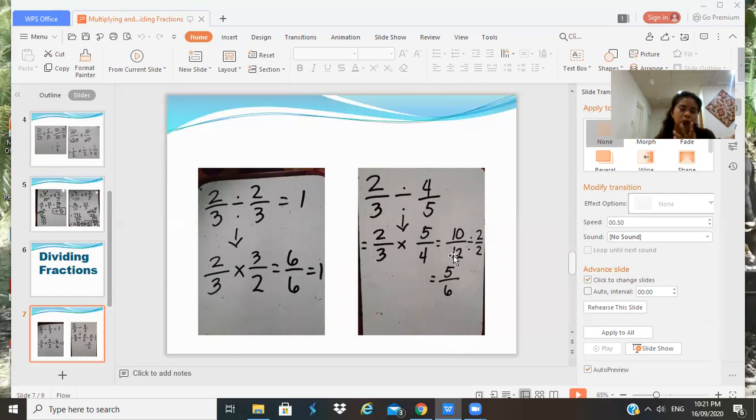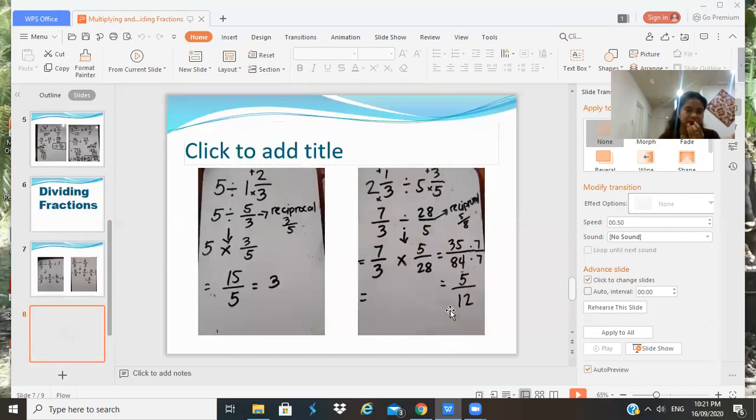But 10 over 12 can be divided by 2, so it can still be simplified, right? So we divide both by 2. 10 divided by 2 is 5 and 12 divided by 2 is 6. Okay. Next example.